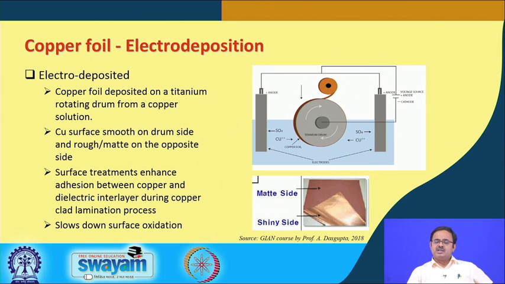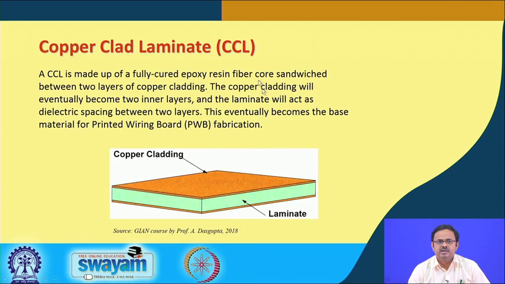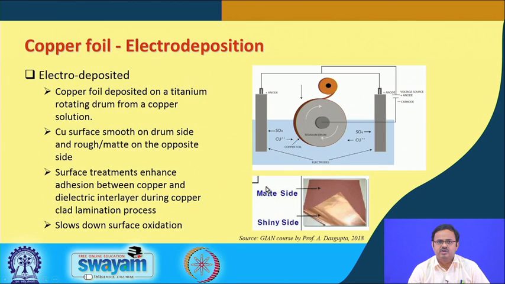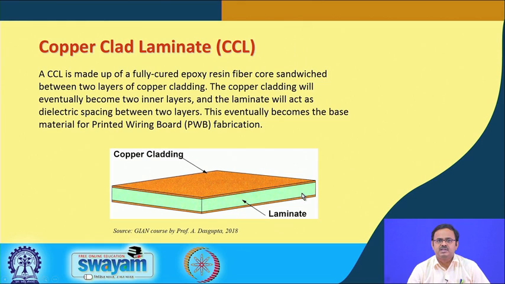The matte finish actually helps later in terms of adhesion. The surface treatments enhance this adhesion between the copper and the dielectric interlayer during the copper clad lamination process. So, if you go back over here, the copper foil resulting from this electrodeposition process is the one that goes to form these layers on the two sides of the laminate and gives you the CCL, or the copper clad laminate.